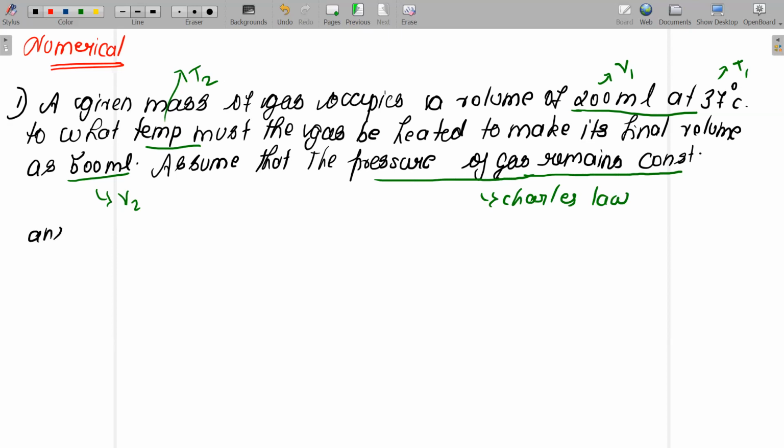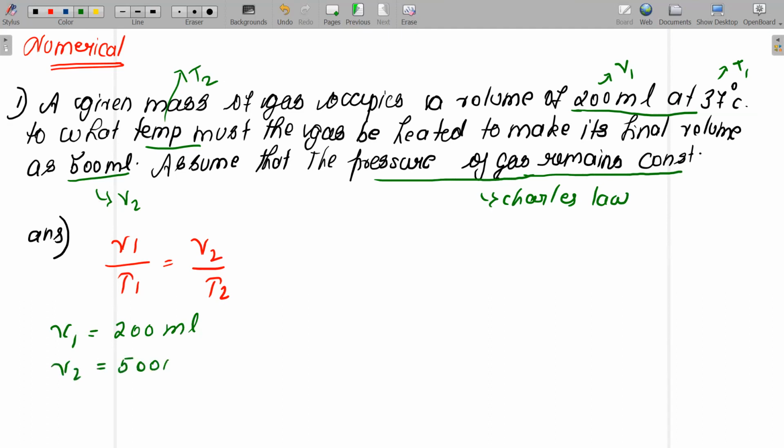Children, please write the equation of Charles' law. What is the equation of Charles' law? V1 by T1 is equal to V2 by T2. After that, whatever things are given, you should also write. V1 is given as 200 ml. V2 is given, that is 500 ml. Now temperature T1 is 37 degrees Celsius. T2 we need to find.